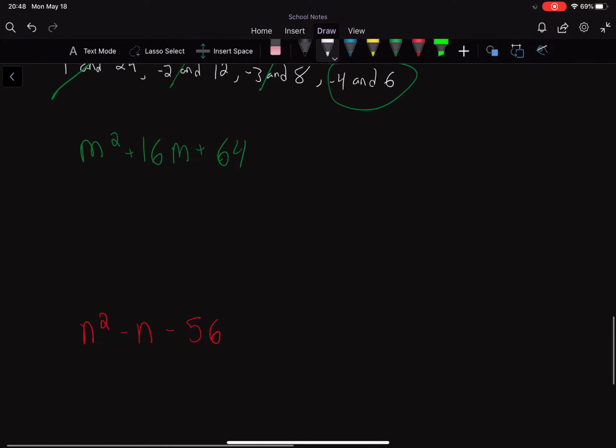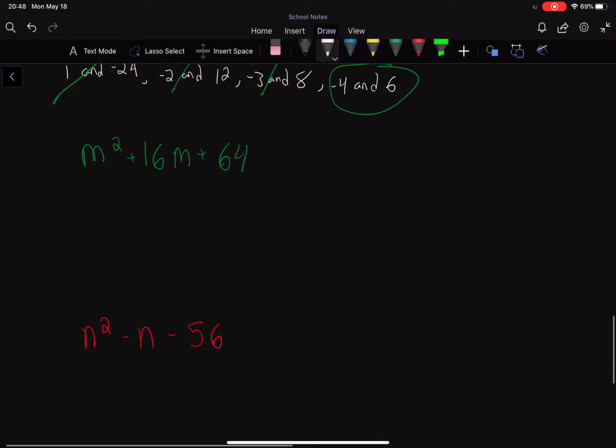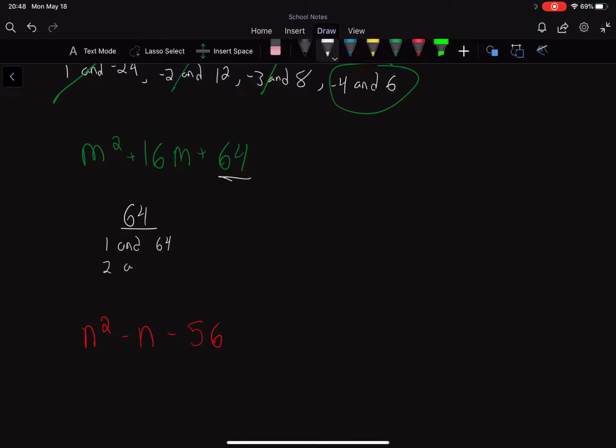Now our next example. 64 is our value for C. So what are our factors of 64? We've got 1 and 64, 2 and 32, 4 and 16, 8 and 8.